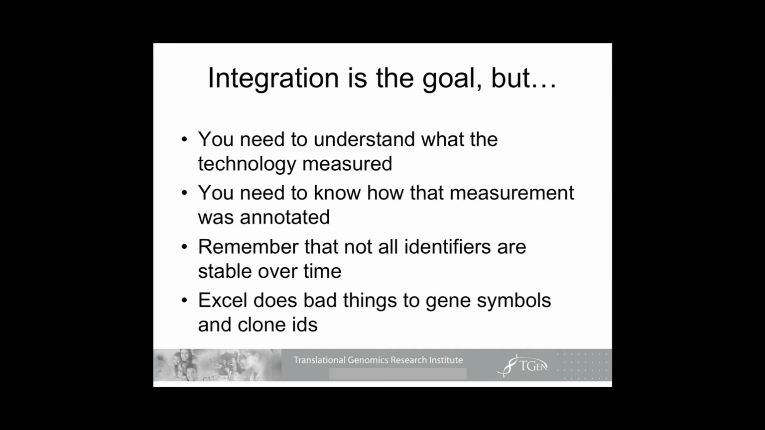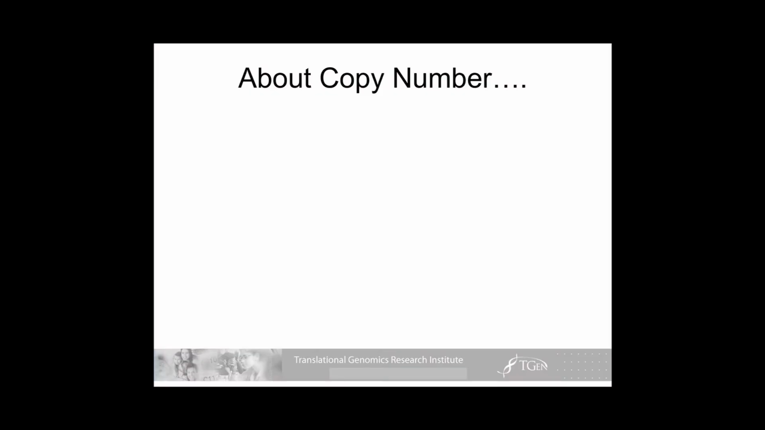And then, as we discovered today, Excel does bad things to gene symbols and clone IDs. So as a reminder, and I'll go over this because it was asked, how do you do this on a PC, since we were shown how to do it on a Mac. It's pretty similar, but just as a reminder, in Excel, you need the wizard to be able to import a text file to have control over how Excel is going to treat that data. If you don't do that, then Excel is going to try to be smart for you.